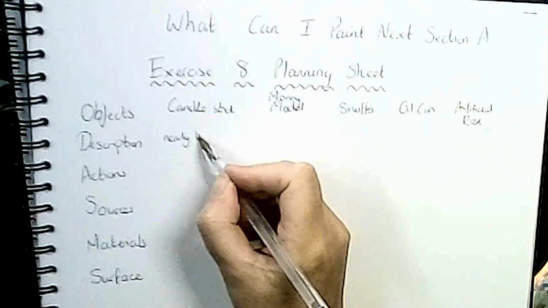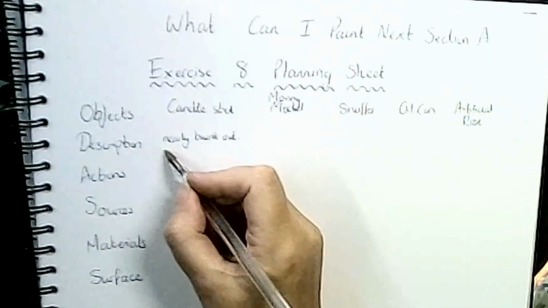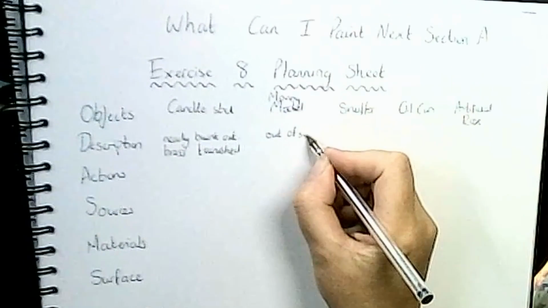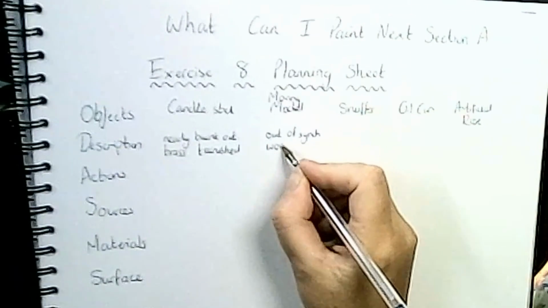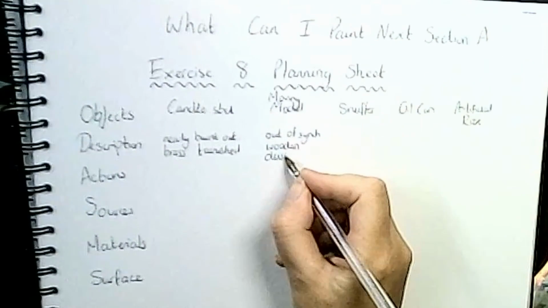So description of these: nearly burnt out the candlestick. That's what I really want to capture. Brass. And there's a little bit of tarnish around the bottom as well. That would be an interesting one to capture, tarnished. So the moving model: out of sync, wooden, dusty, old. Those are the things I want to capture there.